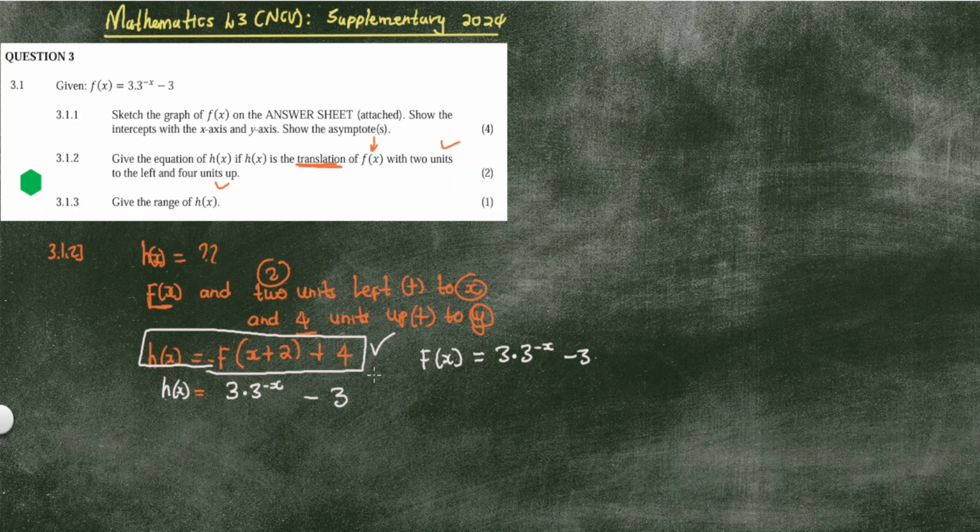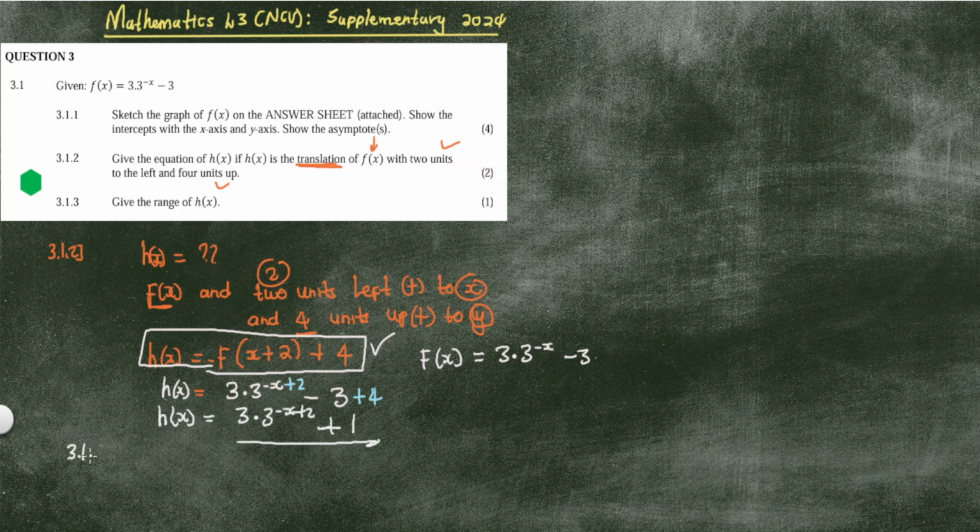How many units left? 2 units, so we're gonna add 2. And how many units up? 4 units. We're gonna add 4 like this. Now h of x is equal to 3 multiplied by 3 raised to exponent minus x plus 2, and then what is minus 3 plus 4? That's plus 1. So this is the function for h.